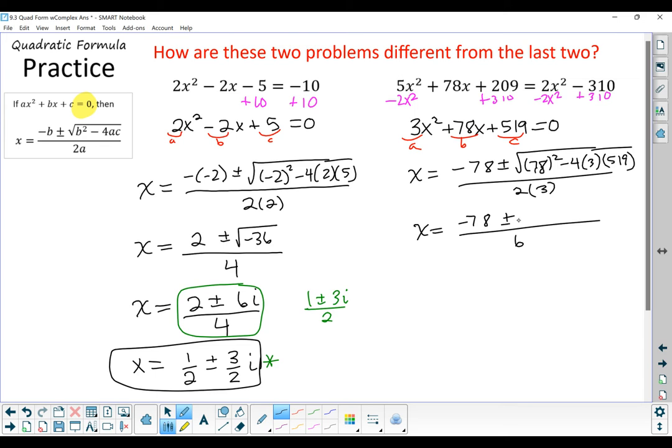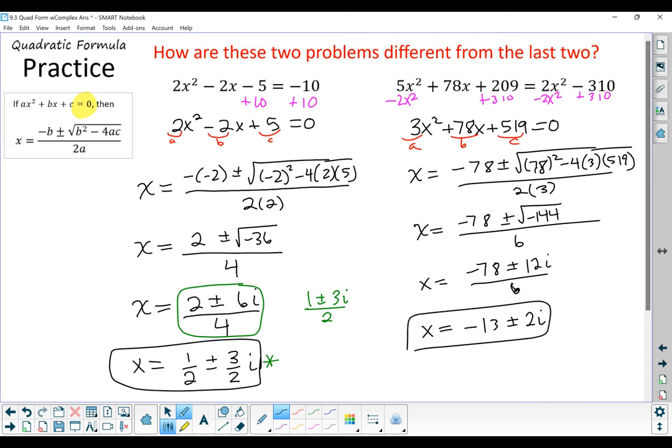And let's use our calculator to figure out that number under the root. 78 squared minus 4 times 3 times 519 ends up being negative 144. So that means this is negative 78 plus or minus 12i all over 6. And that reduces: negative 78 divided by 6 is negative 13, and 12i divided by 6 is 2i. So those are our two solutions.